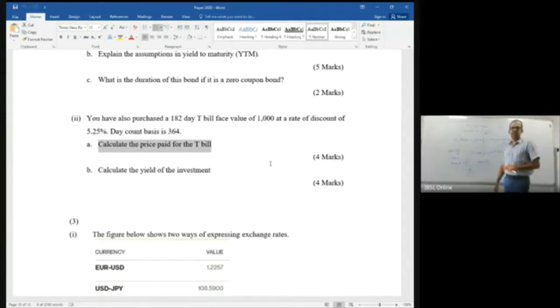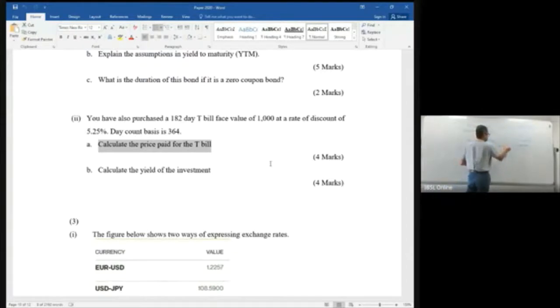Okay, now the second question: calculate the yield of the investment. What is the yield? Again, there are two ways that you can do this, but once you calculate the price, the easiest way is to calculate the yield as face value minus price, divided by price, and adjust for the time.